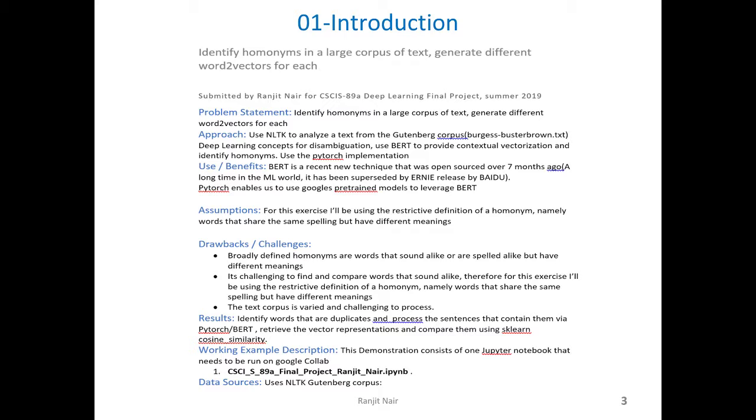The assumptions I've made is I'm using a restrictive definition of a homonym, namely words that share the same spelling but have different meanings. There are various drawbacks and challenges with trying to solve this kind of a problem. It's not an easy problem to solve. There are various tools available. Not all of them are suitable for this. BERT probably comes the closest to solving it, but is not a perfect solution either. In this particular case, I've used PyTorch implementation.